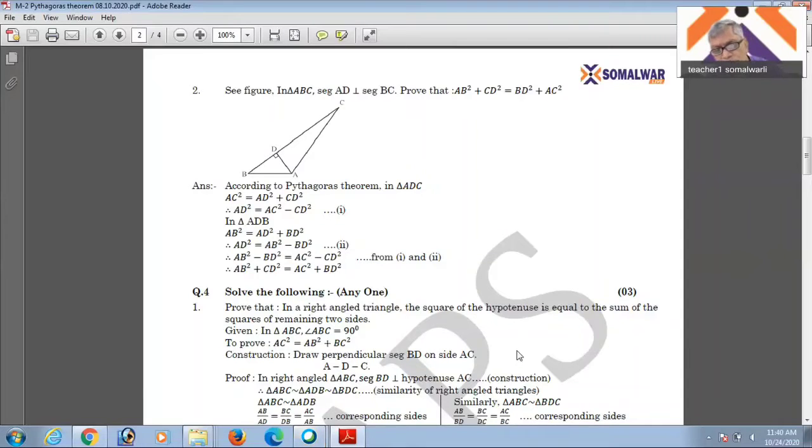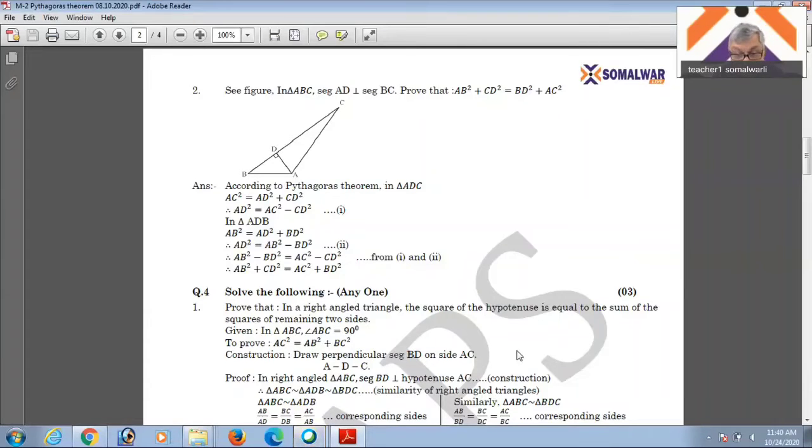Twice we have to apply the Pythagoras theorem, because we know that AD is common, which is the perpendicular, in both the triangles, which is below, that is ABD, and which is above, that is ACD. Now, according to the Pythagoras theorem in triangle ACD, what is the hypotenuse? Please remember, the opposite side to the angle D, that is AC. Therefore, AC is the hypotenuse. Now, applying the Pythagoras theorem in ADC, we will get AC square is equal to AD square plus CD square.